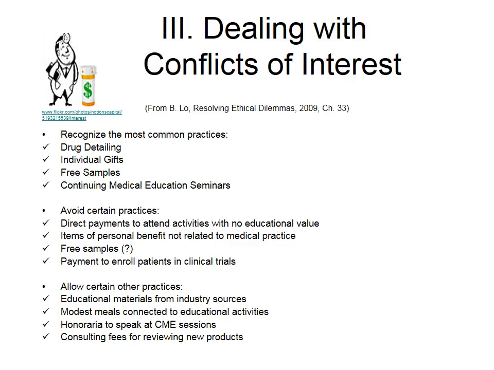The third step is to allow practices that are relatively harmless. That is, where the good outweighs the bad. For example, accepting educational materials from industry sources might be a possibility, especially if they're connected to a seminar or a workshop. Accepting modest meals that are connected to some educational activity might be reasonable. Accepting honoraria or fees for speaking at a CME workshop or session might be acceptable. And consulting fees for reviewing new products might be acceptable.